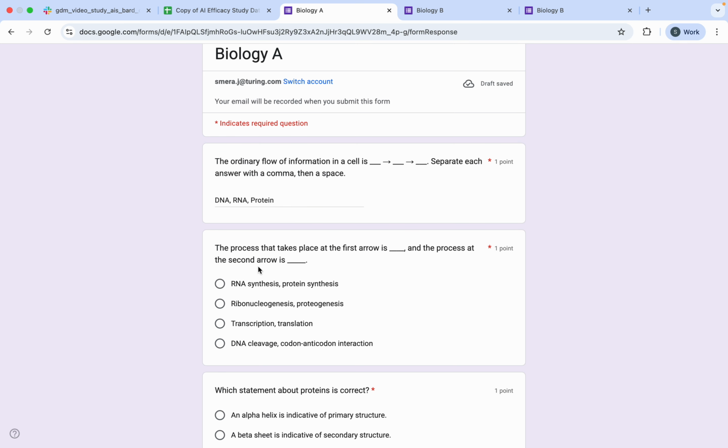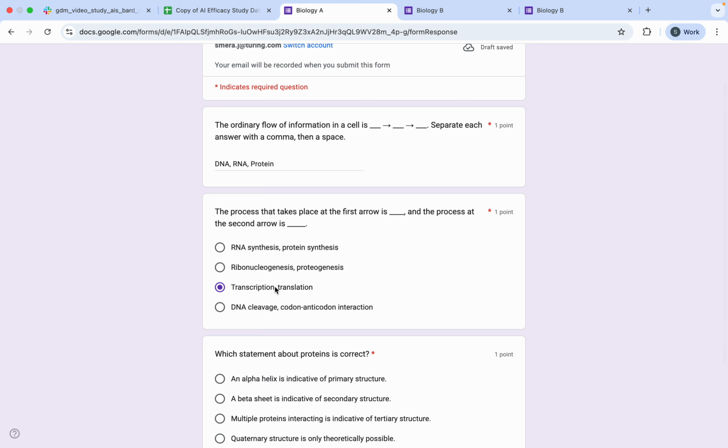The process that takes place at the first arrow is dash and the process at the second arrow is dash. The process at the first arrow, that is from DNA to RNA, is transcription, and from RNA to protein synthesis it is translation. So let's check the options. RNA synthesis, protein synthesis, this is not the right one. Ribonucleogenesis and proteogenesis, no. Transcription and translation, yes. DNA cleavage, codon anticodon interaction, no. So transcription and translation is the correct answer.